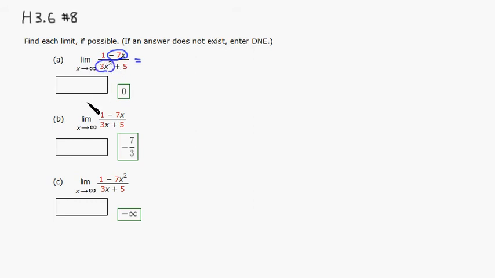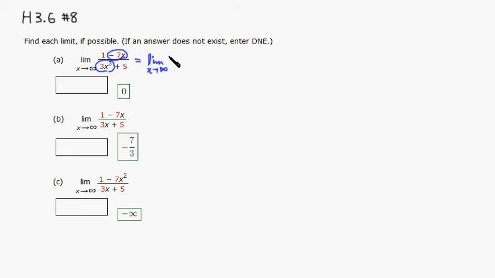3x cubed, right? So since these two will basically dominate the behavior of the numerator and the denominator when x is large, wherever they go, it's going to be the limit of the whole thing. All right. So we're going to take the limit as x approaches infinity. All right.